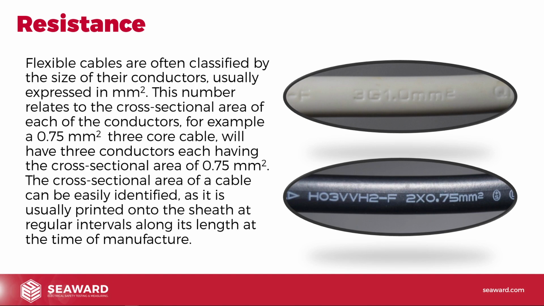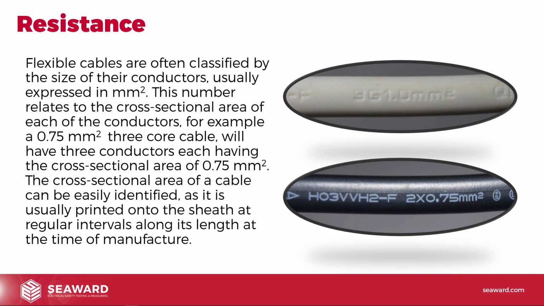Twin and earth cables that are used in the fixed wiring, sometimes you'll have a different size for the live conductors than you will for the protective conductor. But generally in flex, they're all the same. They're going to be 2 or 3 cores of the same size. The cross-sectional area of the cable can be easily identified, as it's usually printed onto the sheath at regular intervals along its length at the time of manufacture. And you can see a couple of examples that we've put in the presentation here.